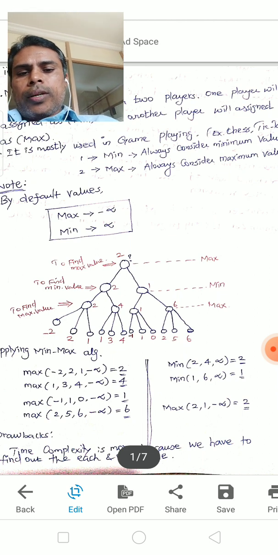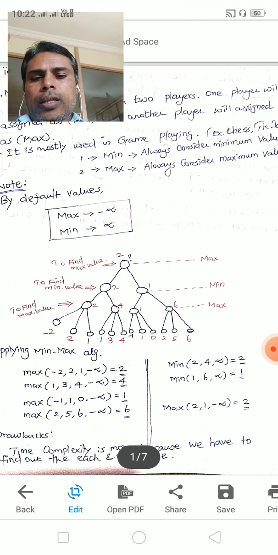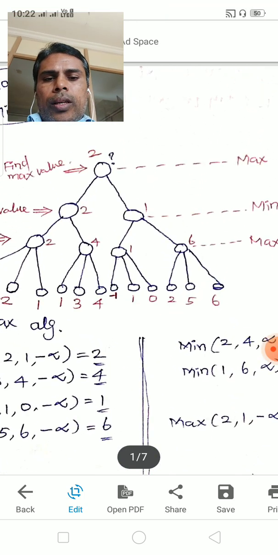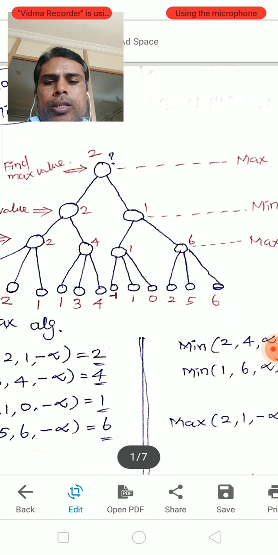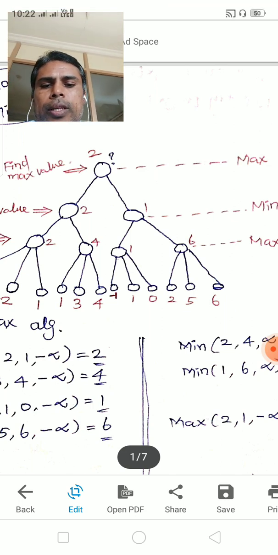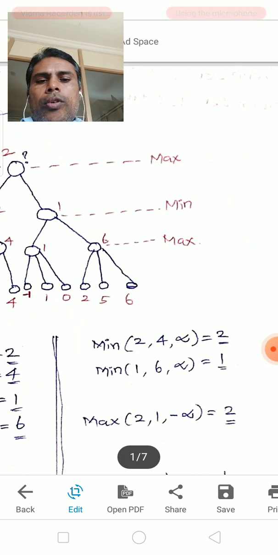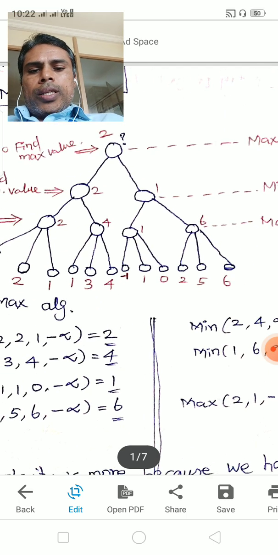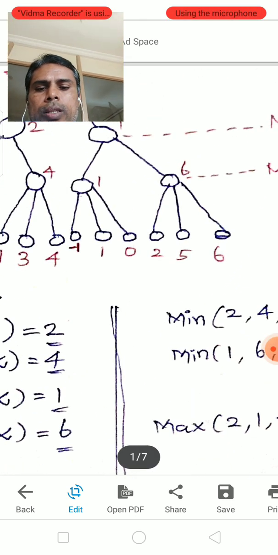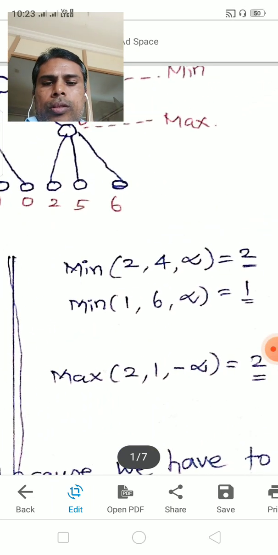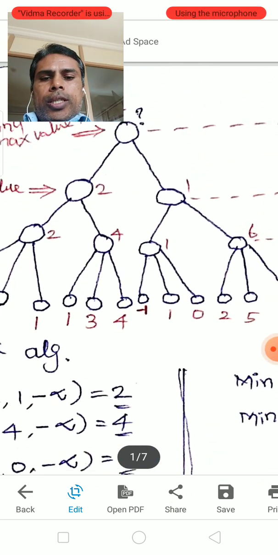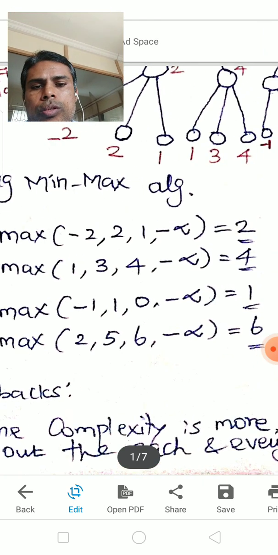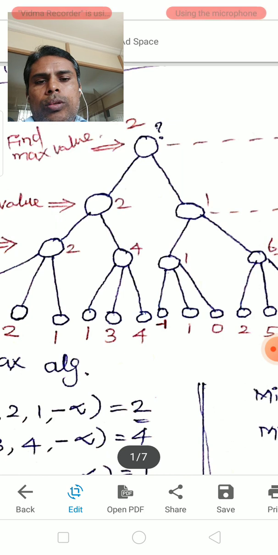Next, the same thing happens in the right children. The right children have two subtrees. One has minus 1, 1, 0, and the right side has the children 2, 5, 6. When we calculate the minimum value, you should include the value of alpha. So you evaluate these values. From the left side, minus 1, 1, 0. Which one is the maximum value from this node? 1 is the maximum. Therefore this node has the value 1.